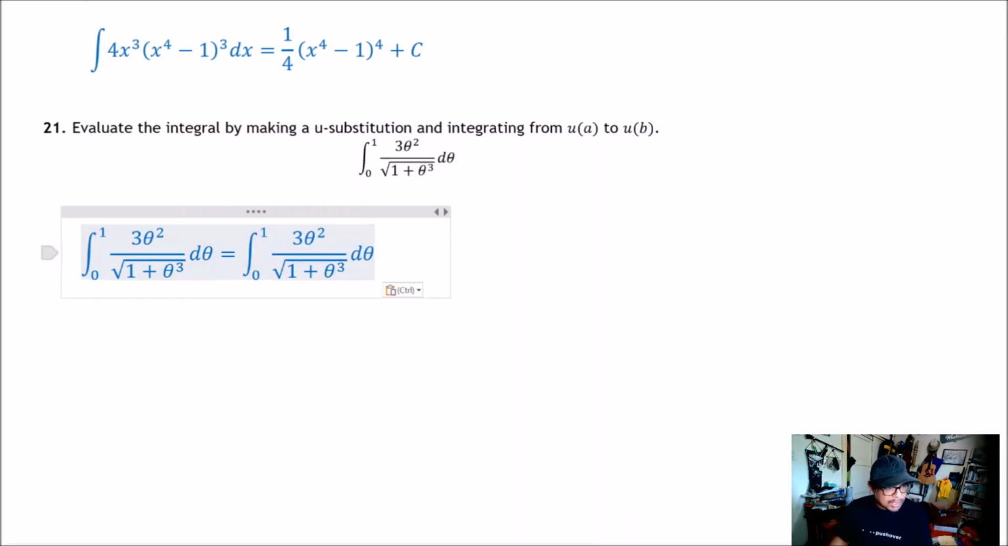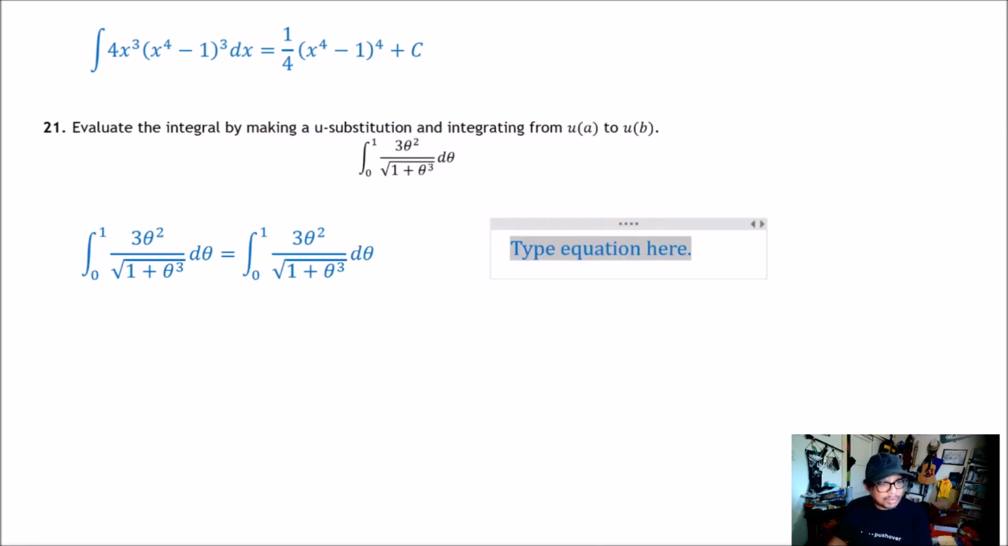It doesn't explicitly tell us what to do, but I notice that here on the denominator, if I just let u be equal to 1 plus theta cubed, my derivative there is going to be 3 theta squared. And conveniently enough, 3 theta squared is also part of the numerator. Don't worry about that square root. If I make this substitution, it's just going to be the square root of u. So that actually works really nicely. So here's going to be our substitution. We're going to say u is going to be equal to 1 plus theta cubed.